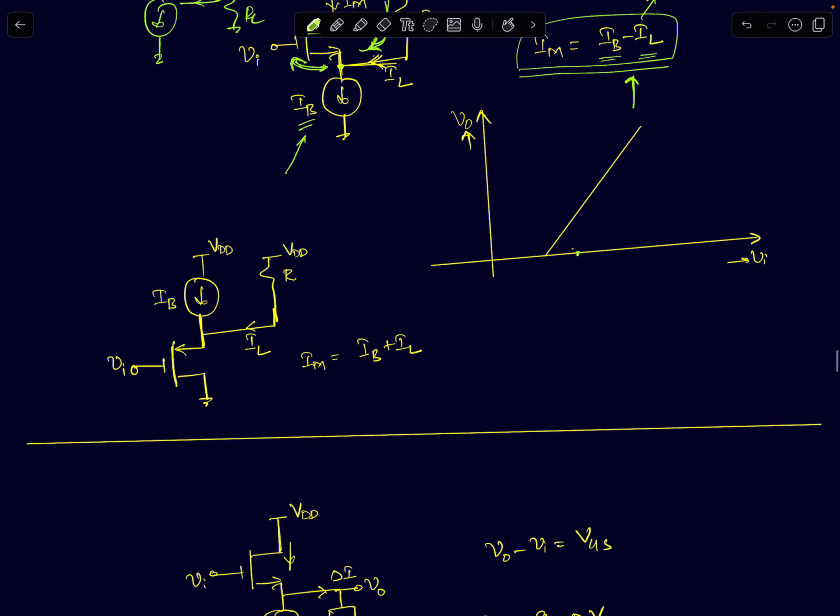So I've shown here an example of a PMOS based source follower. A PMOS based source follower by design will do the inverse of what an NMOS source follower did.